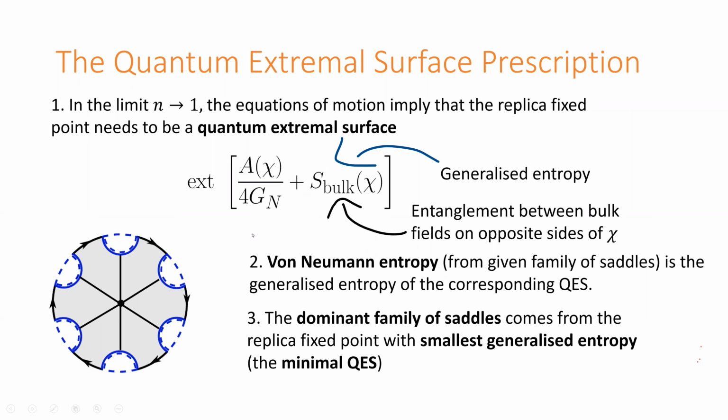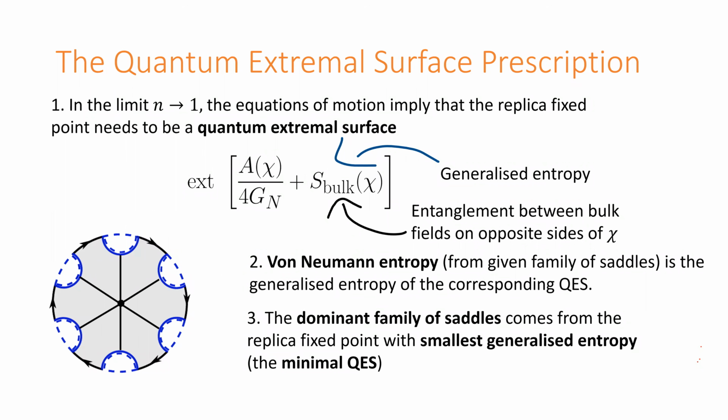Okay, and the final point is you need to know which family of saddles are the dominant ones that give the right analytic continuation, dominate the replica trick. This is maybe slightly sloppy, but the correct statement is that they're the ones that come from the replica fixed point with the smallest generalized entropy. It's called the minimal quantum extremal surface.